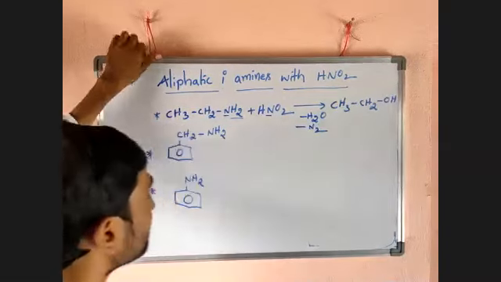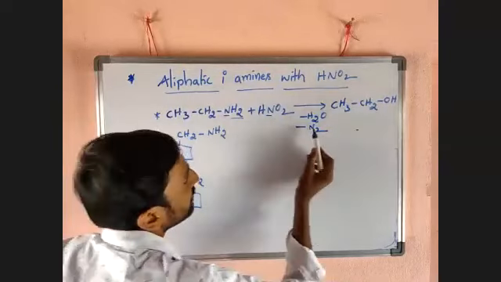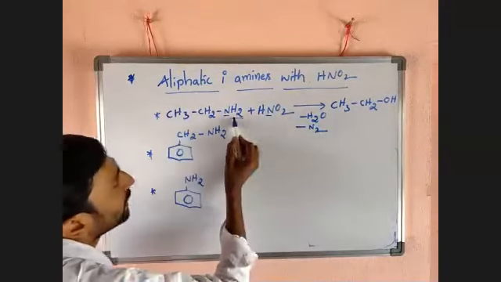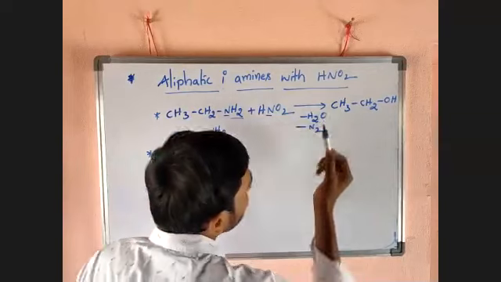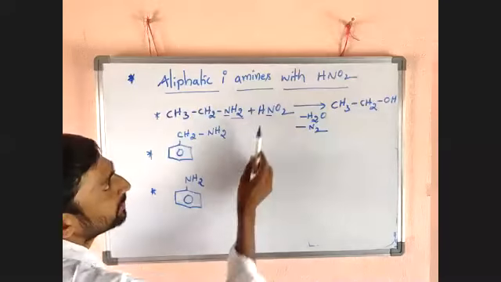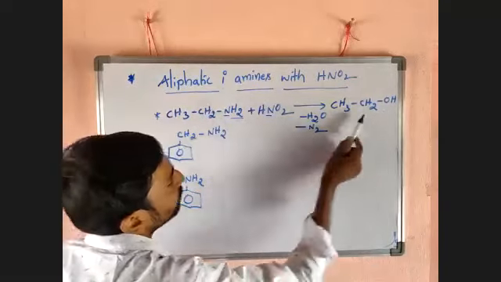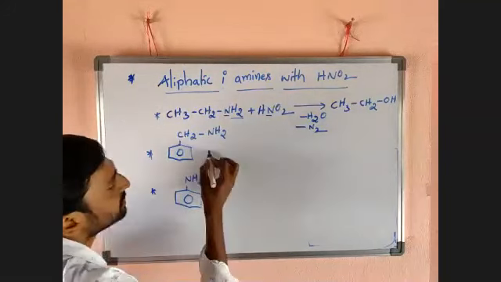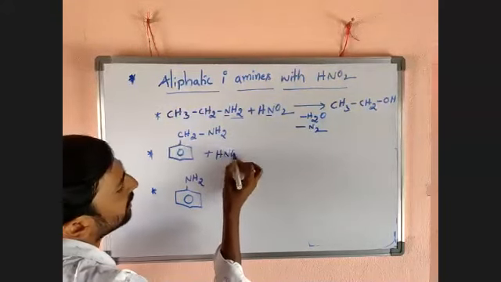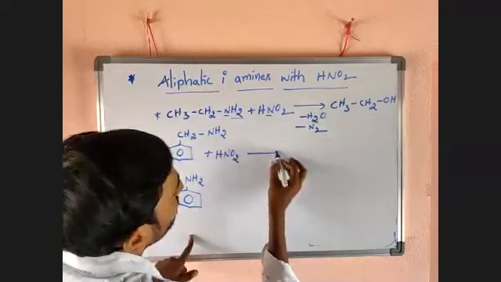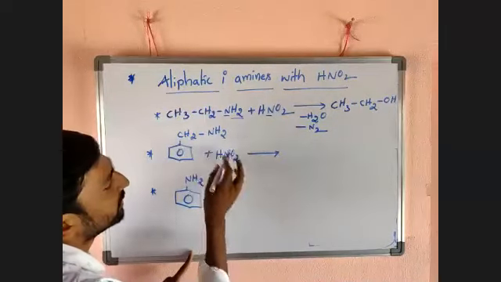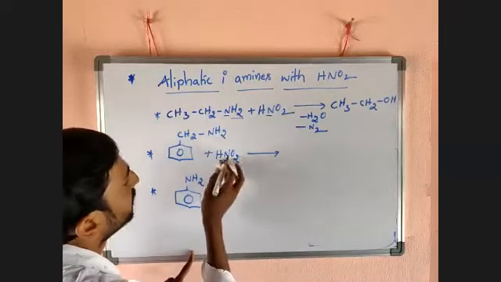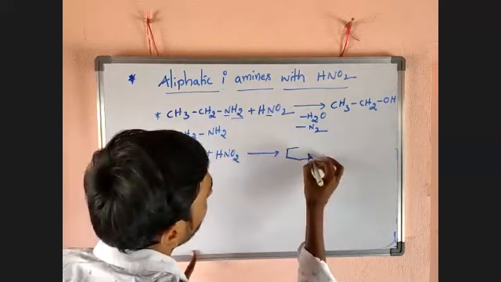Just look here, what's happened? N and N will be eliminated as N2. 2 hydrogens and 1 oxygen are eliminated as H2O and the remaining OH gets attached there. We will get alcohol. Like that, simply here also, how to take HNO2, take the equation, N2 eliminated, H2O eliminated, OH is remained, keep OH still.